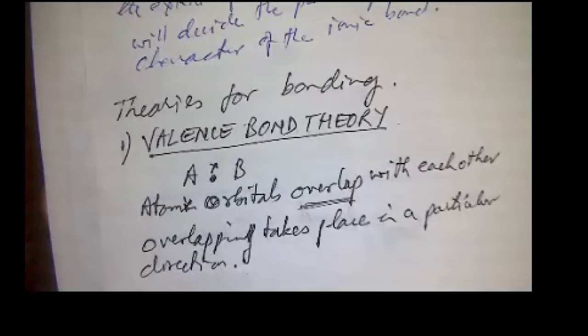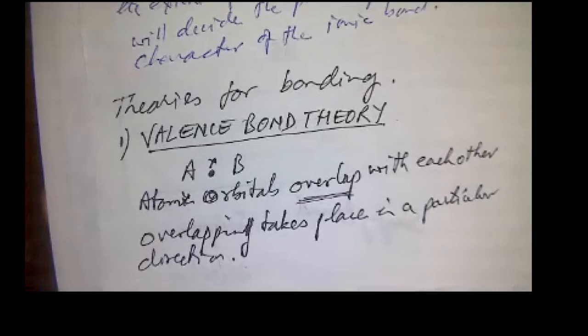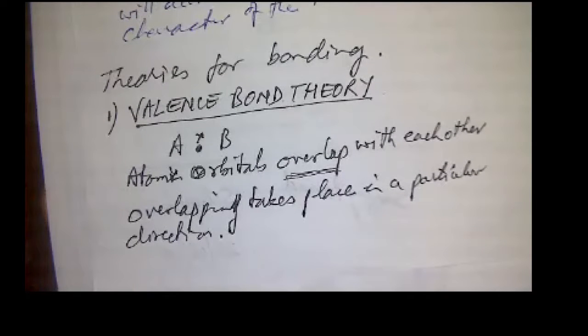Look here, overlapping takes place in a particular direction. That's what I told you. Overlapping takes place in a particular direction means when you take s orbital, it can overlap in any direction, no problem with that. But px and py cannot overlap. So px will overlap with px, py will overlap with py, and pz will overlap with pz. The direction in which they're overlapping has to be the same. We'll see examples of that also.